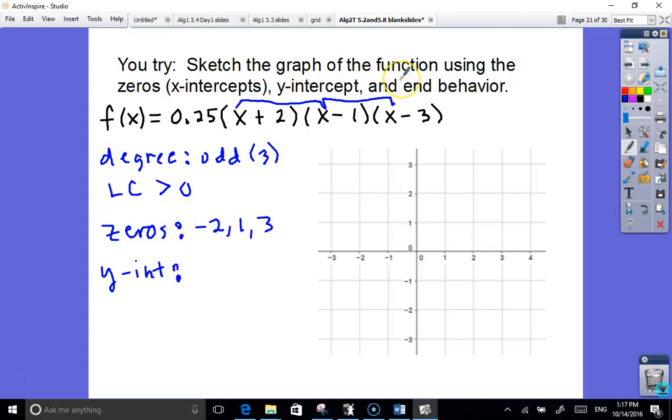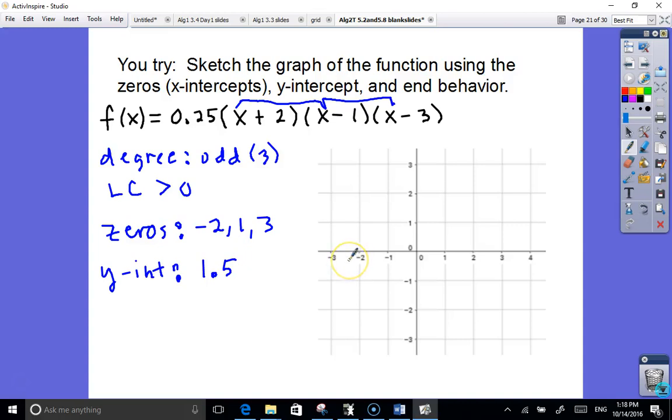Well, again, the constant term has to be the product of all the constant terms, right? So it's got to be 3 times negative 1 times 2 times 0.25. So negative 3 times negative 1 times 2 times 0.25. What is it? 1.5. Right? I mean, 2 times 3 is 6, divided by 4, 1.5. So those are all the points. We could put them on.